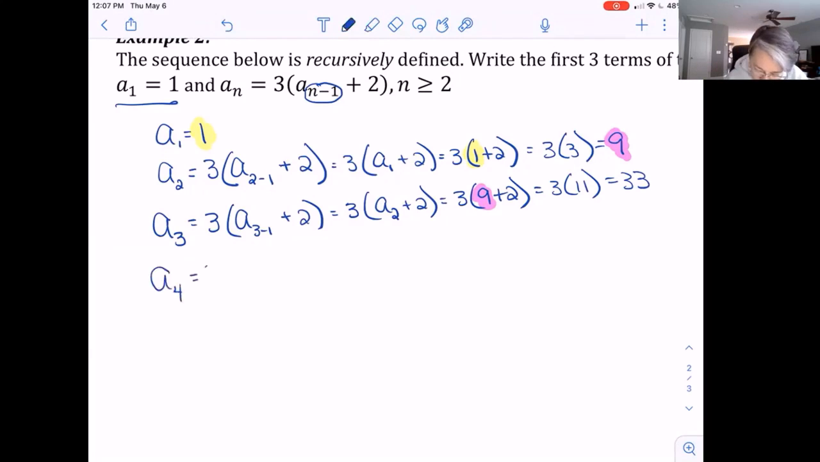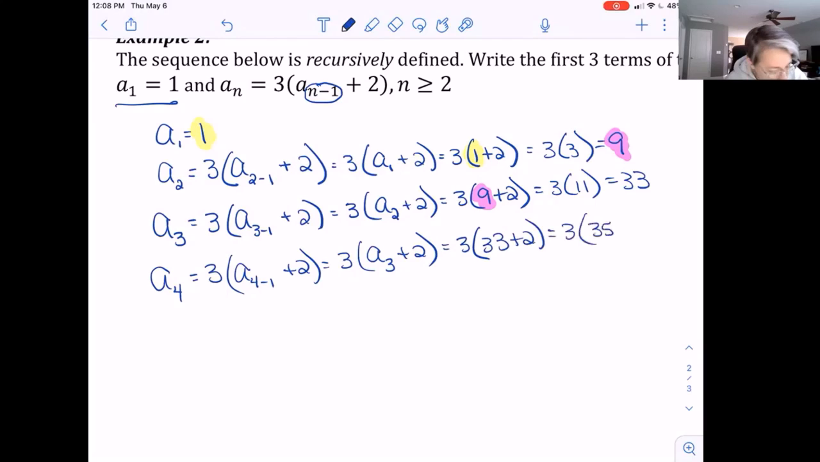Just one more for good measure. 3 times A sub 4 minus 1 plus 2 means we're looking at 3 times A sub 3 plus 2, the previous term. Our previous term was 33, so we plug in 33 plus 2. We get 3 times 35, which gives us 105. So that's the difference between the recursive formula, where you have to know the term before it, or possibly 2 terms before it if it puts n minus 2. Okay, but again, they have to give you enough terms in order to satisfy the definition in that formula.